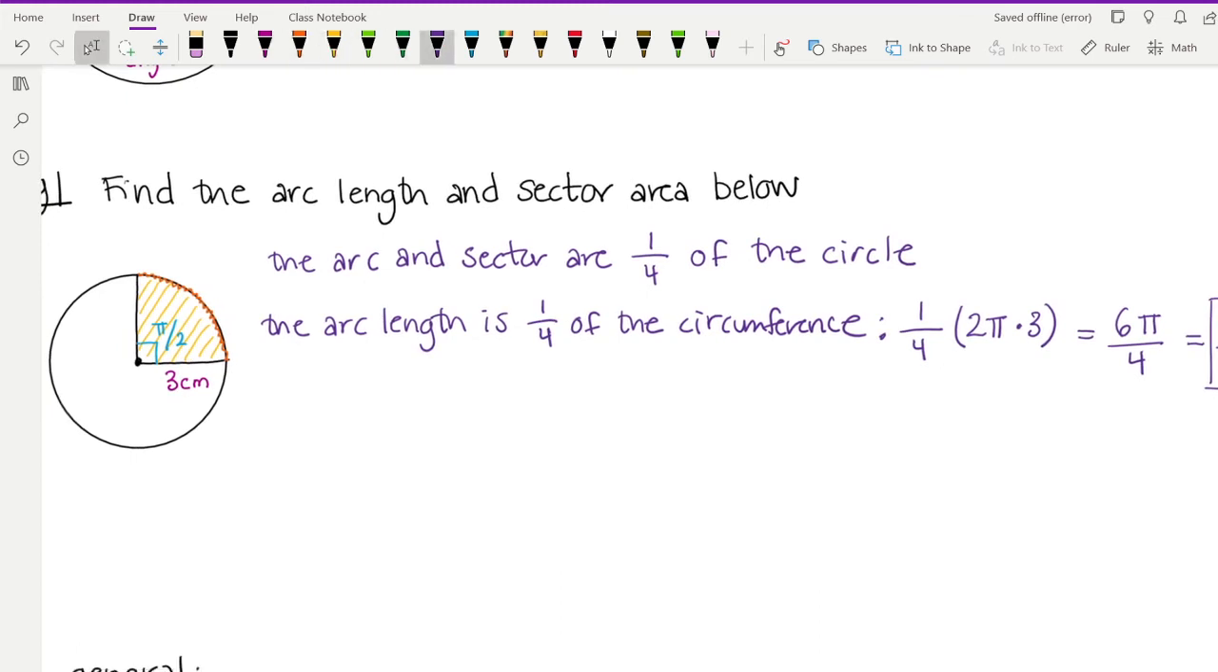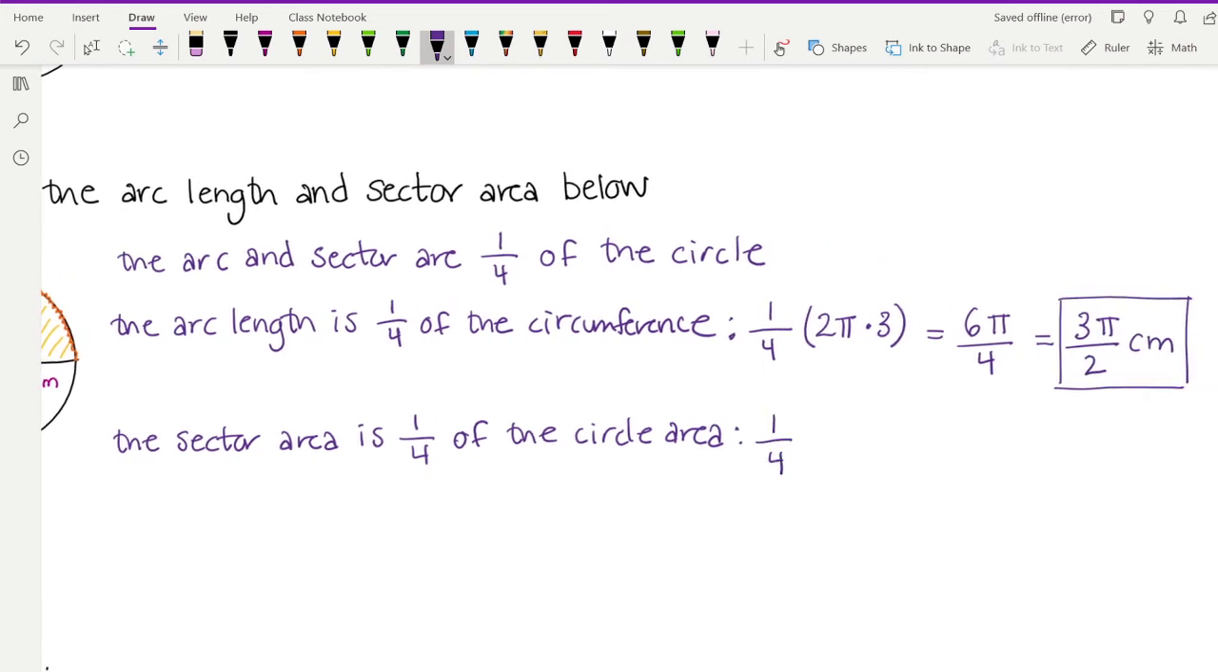Okay, so similarly, how do we find the sector area? Well, that's going to be 1/4 of the area of the circle. And actually, let me move this down, I think I'm going to be a little too close here. So the sector area is 1/4 of the circle area. That would be 1/4 times, and remember the area of a circle is pi times the radius squared. In this case, that's pi times 3 squared, which ends up being 9 pi over 4.